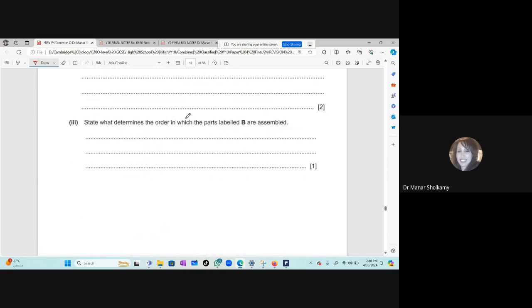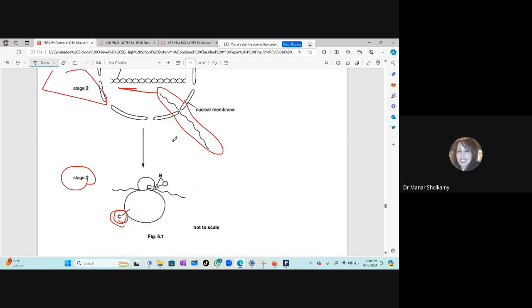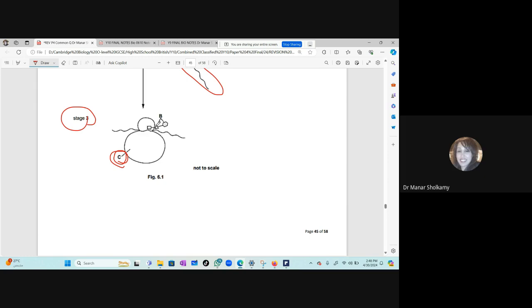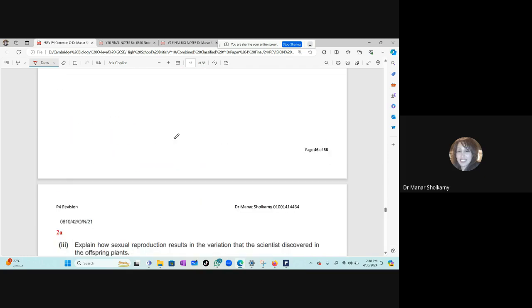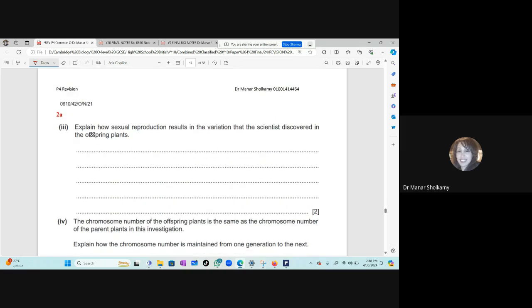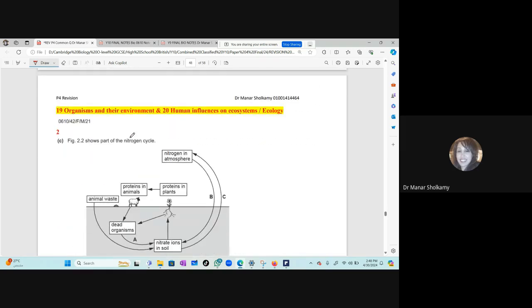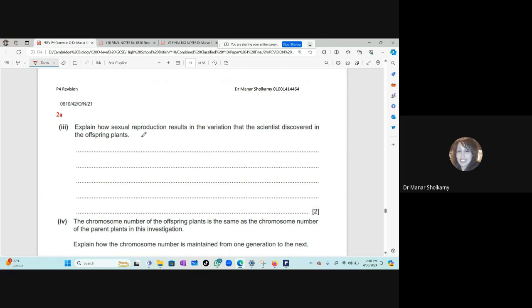Now let's answer this question. State what determines the order in which the parts labeled B are assembled. Who will determine the order of amino acids in B? The base sequence. Yes, the base sequence on the messenger RNA. Every base triplet codes for one amino acid, and it will finally determine the order of amino acids in B. Okay? Now, we'll solve this question and then we will leave ecology for tomorrow because ecology is very long.